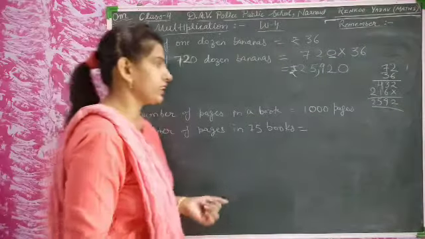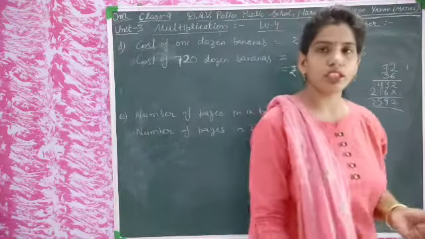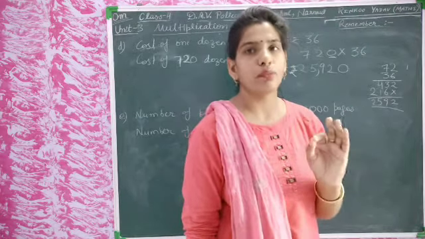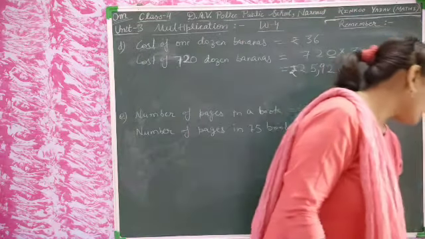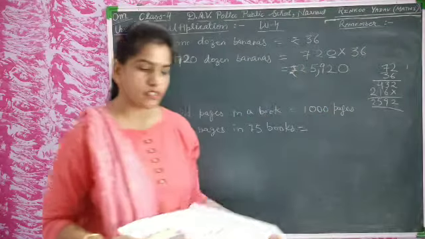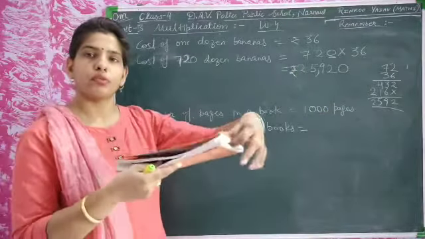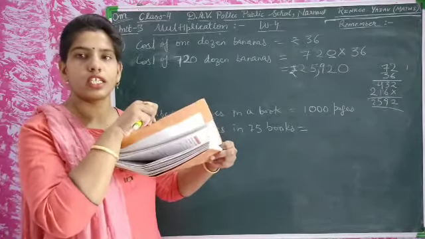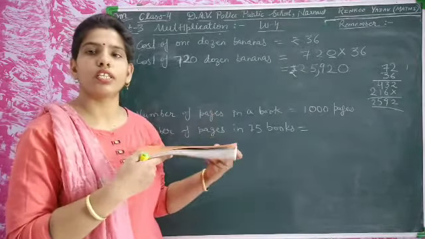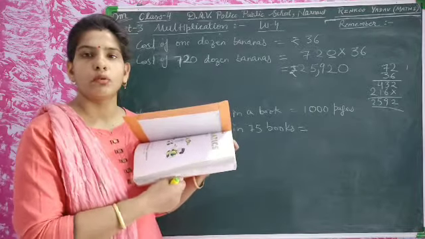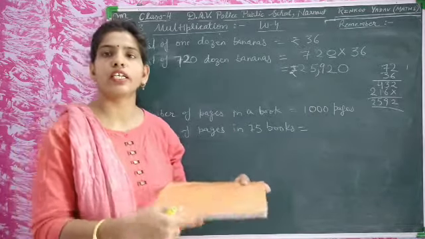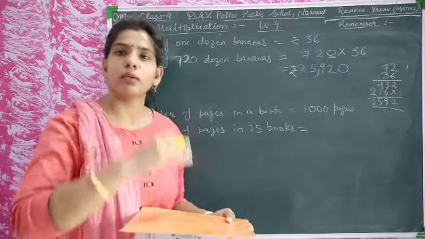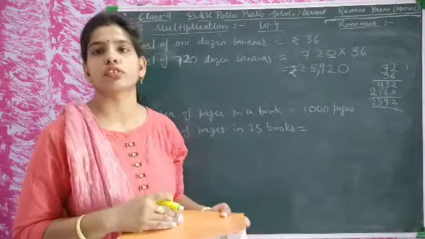Now we have to find that there are 1000 pages in a book. There are 1000 pages in a book. How many pages are there in 75 such books? This is your one book and it has 1000 pages here. Is this clear? Suppose this book has 1000 pages, and you have to find that there are 75 books, and how many total pages are in these 75 books.